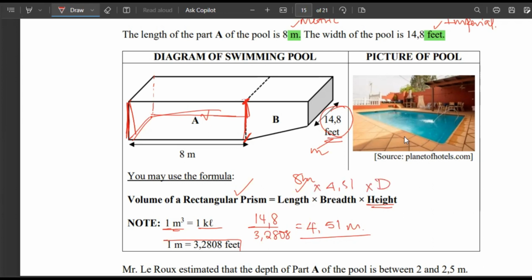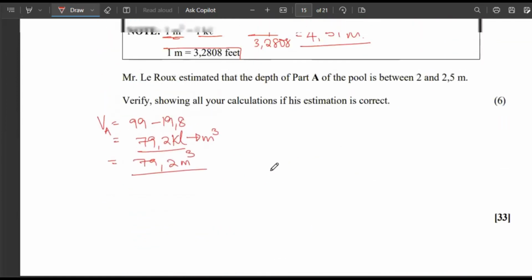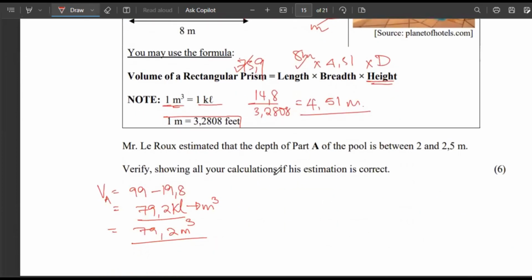We shall call it D. The volume, we've got it as 79.2. So we shall substitute and say volume equals length times breadth times height. The volume we have as 79.2. The length we have as 8. The breadth, which we've just converted from feet to meters. The reason why we need to convert is because the volume is in meters cubed, the length is in meters, and the answer they need is in meters. So this can't remain in feet. It has to change, then times the missing value, which is H.